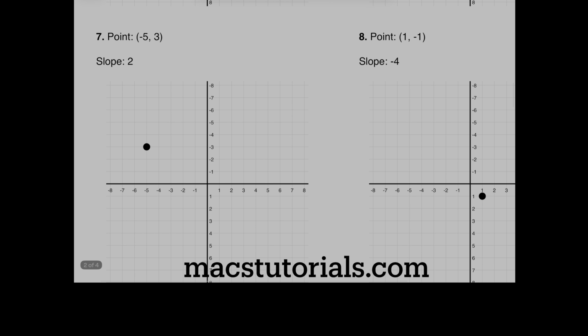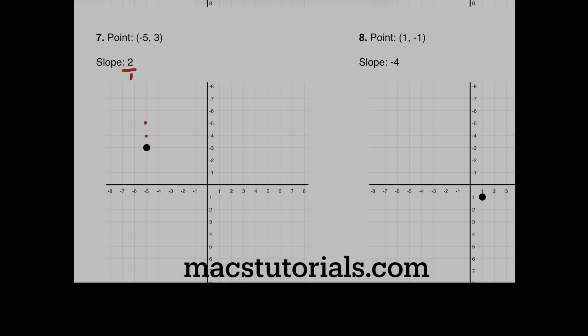Let's go on to number 7 here. Okay, I'm going to start at this point. My slope is 2, but remember, always write slope as a fraction. 2 is the same as 2 over 1. If you do that, you know you're going to go up 2 over 1, up 2 over 1. Okay, and you get a line. A lot of times what students will do is they'll see that 2 and they'll think it's a 0 on the bottom. It's not. It's a 1.